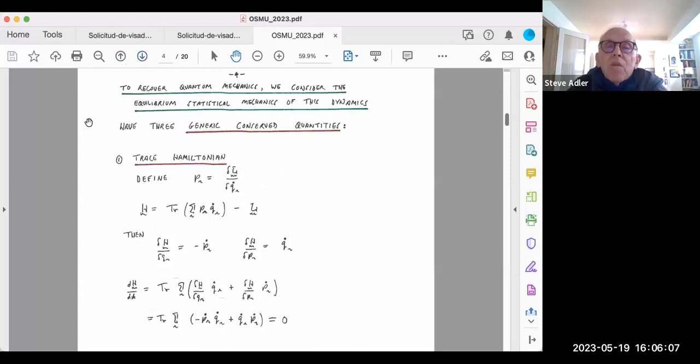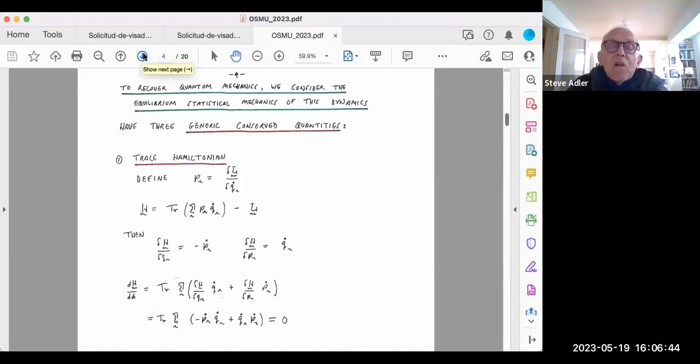Okay, to recover quantum mechanics, we consider the equilibrium statistical mechanics of this dynamics. That's based on noting that there are three generic conserved quantities. First, the trace Hamiltonian. This is again a straight analog of classical mechanics. We define p_r as the derivative of boldface L with respect to q-dot_r. And the trace Hamiltonian is the trace of the sum over r of p_r q-dot_r, minus the trace Lagrangian.